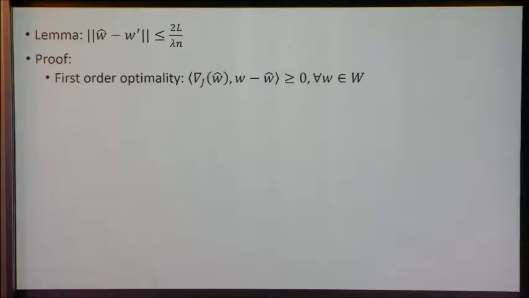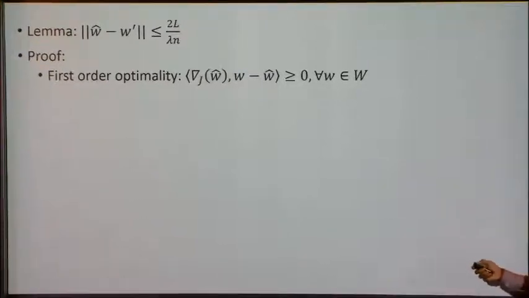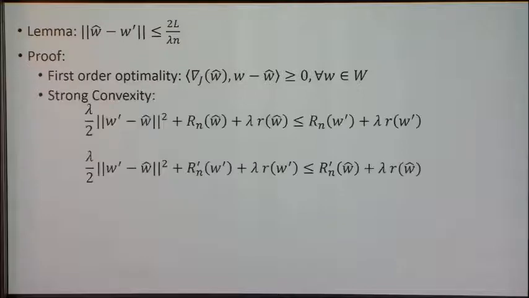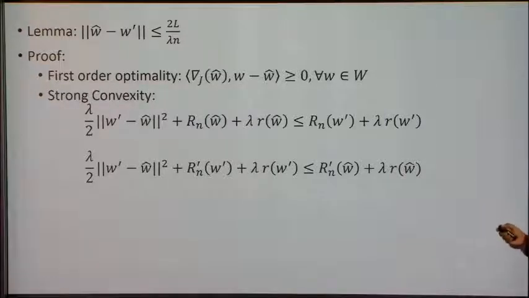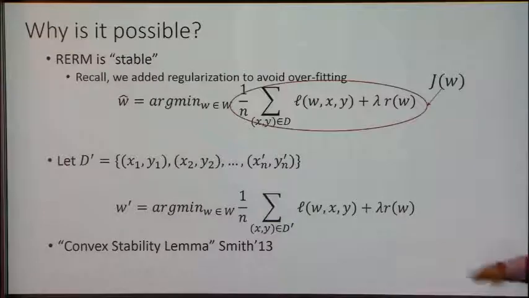So the proof is extremely simple because we know that for this objective function J, W hat is the optimal. So for all W's, this quantity is greater than or equal to 0. And by strong convexity, I know that my objective function at W hat is less than the objective function at W prime plus the gradient plus this strong convexity term. Now the gradient is always greater than or equal to 0, so I can ignore it and I will obtain this equation.